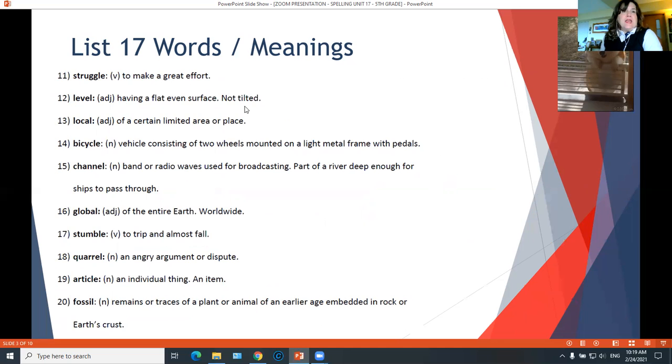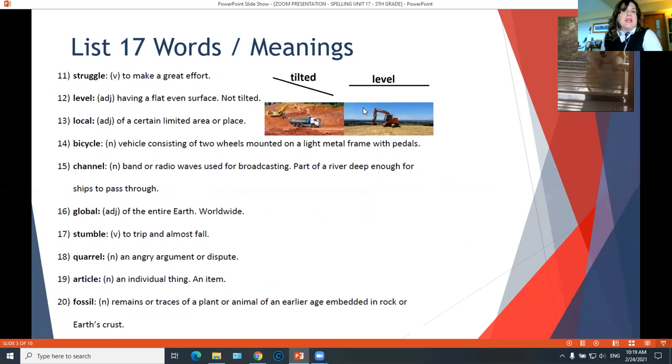Number 12, level. Level is having a flat surface, not tilted. Tilted means with an inclination. Level is horizontal. Local. Local is of a certain limited area or place, like our local church here in Manzanares, or the local supermarket, like the Central Mairense, or the local school, such as our school. It's of a certain area.